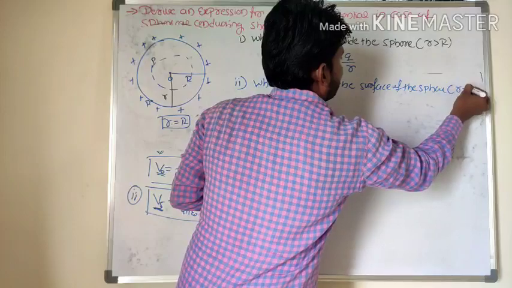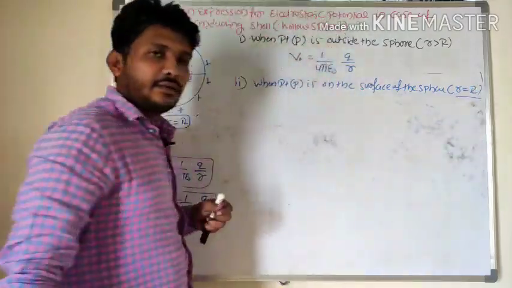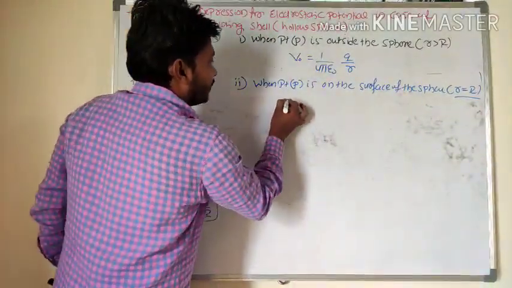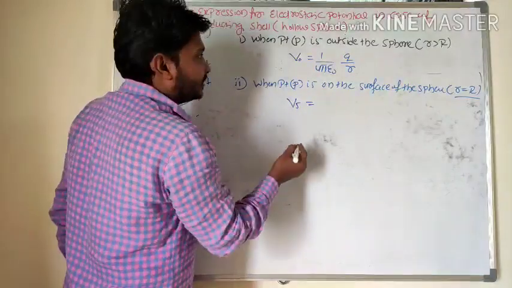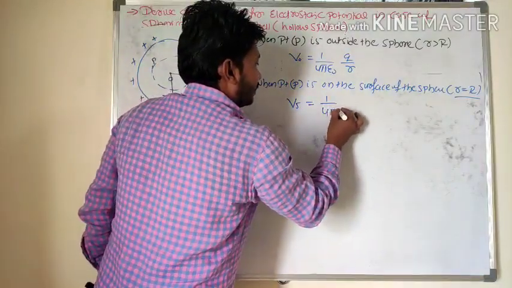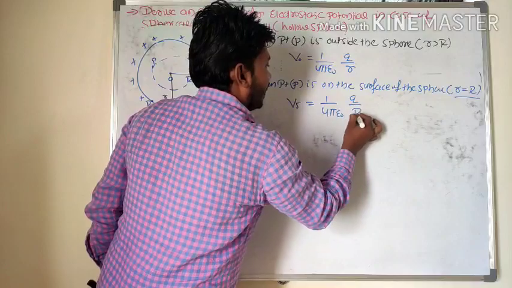So on the surface of the sphere means small r is equal to capital R. Then what will be the equation here? So potential at the surface is 1 by 4 pi epsilon naught q by r here.